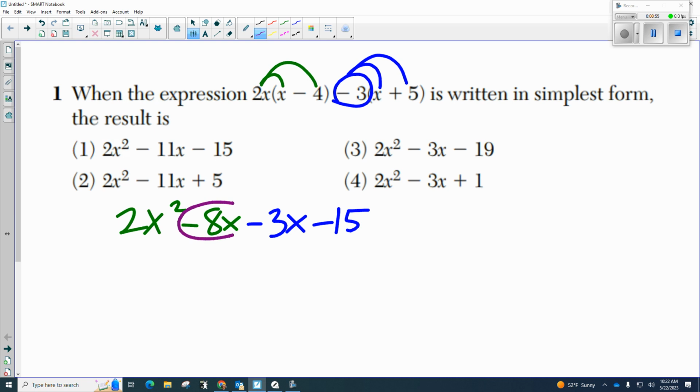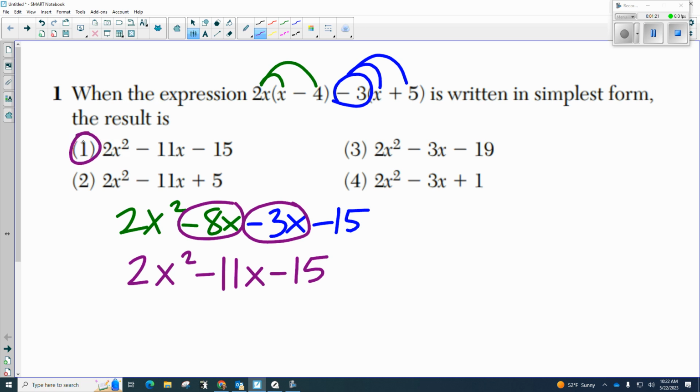Okay, and we have like terms in the middle here. So we're going to combine those two together. -8x minus 3x. Think of it like money. You're borrowing $8, then you borrow 3 more. All together now you owe $11. Okay, so as you can see there, that matches answer choice 1, it looks like.